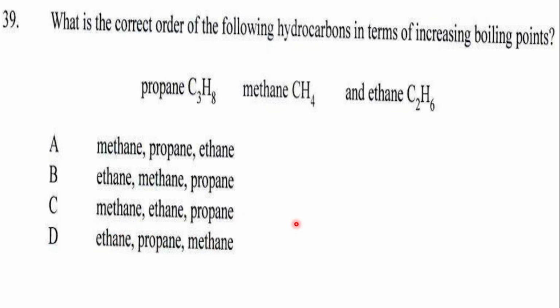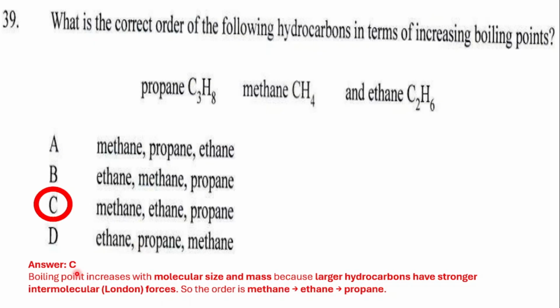And the correct answer is definitely going to be C, methane, ethane, propane, because the boiling point increases with molecular size and mass, because the larger hydrocarbons have stronger intermolecular forces. So the order is going to be methane, then ethane, then propane. So the correct answer is definitely going to be C.